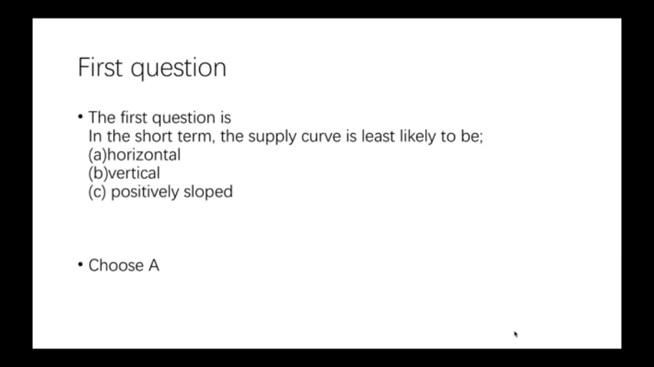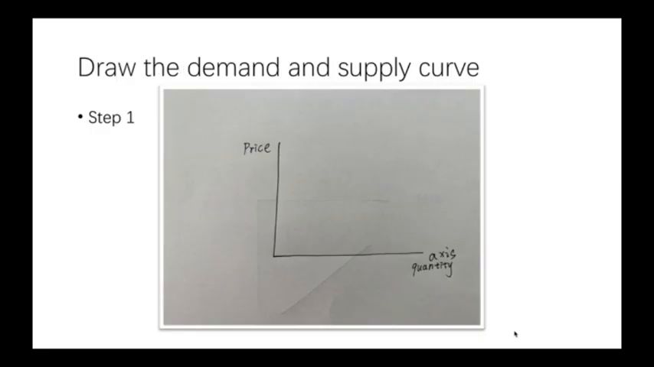This is the first question. The first question is: in the short term, the supply curve is least likely to be A, horizontal, B, vertical, C, positively sloped. I draw the picture. I draw the demand and the supply curve in the picture.